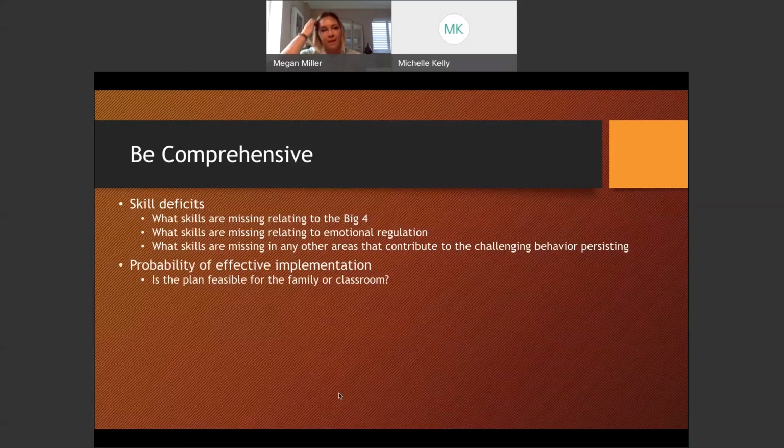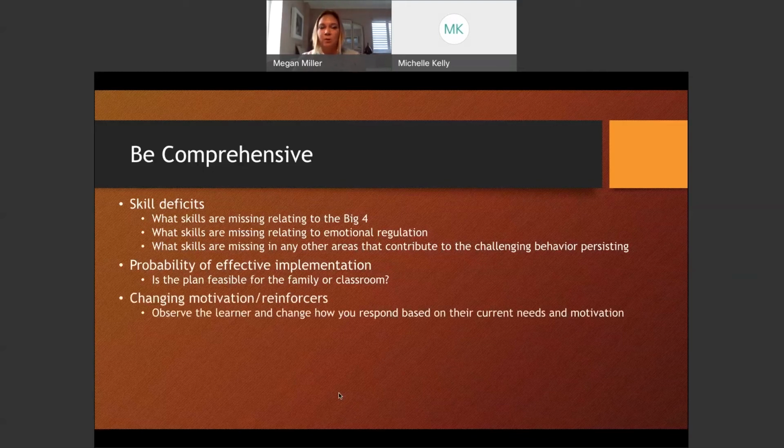The probability of effective implementation: is the plan feasible for the family or the classroom? We could come up with the best plan possible, but if it can't be implemented and followed, we shouldn't blame the people. We need to figure out a different plan, and we might need to come up with baby steps to get to the final product. Changing motivation and reinforcers: we need to make sure we're observing the learner and changing how we respond based on their current needs and motivation.